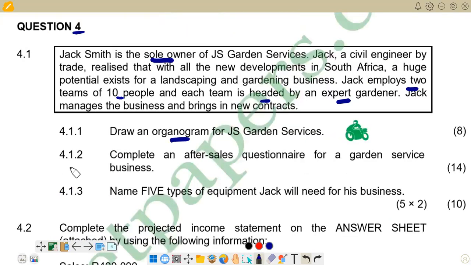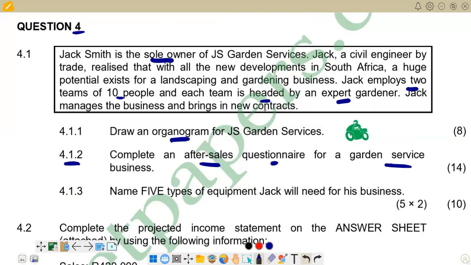So if you go to the next question, that is 4.1.2, and the question reads, complete an after-sales questionnaire for a garden service business. So this is an after-sales questionnaire, which means it's a questionnaire that we are going to prepare or give a customer after enjoying our service, which is the garden service. So what kind of a questionnaire can we bring down? This is the question. So maybe we can start by understanding what exactly do we mean by a questionnaire.